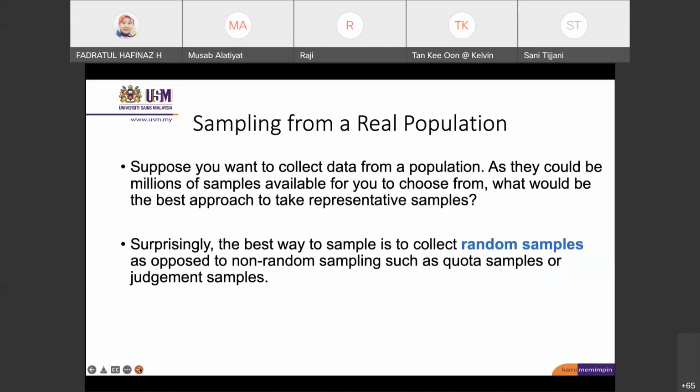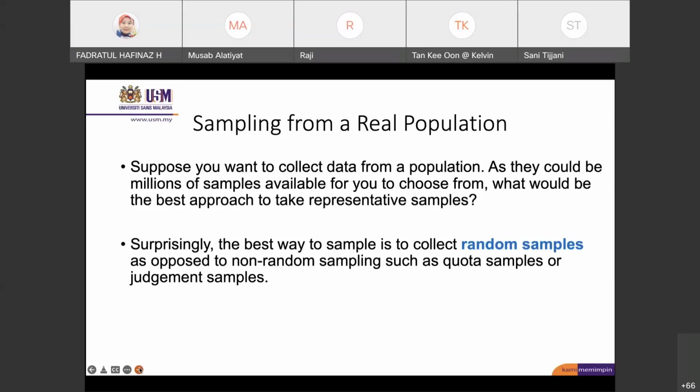Yeah, sampling from a real population. Suppose that you want to collect data from a population, as there could be millions of samples available for you to choose from. So the best approach to represent the sample is to do random sampling, right? There are a lot of sampling techniques, but normally the best is to collect a random sample.